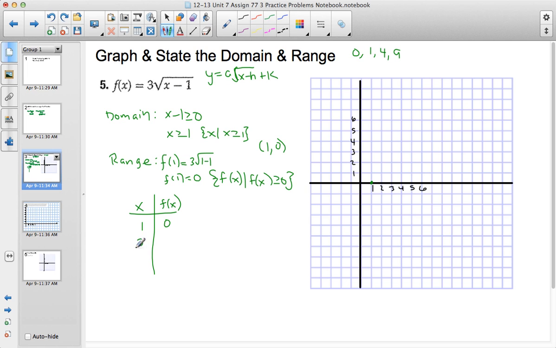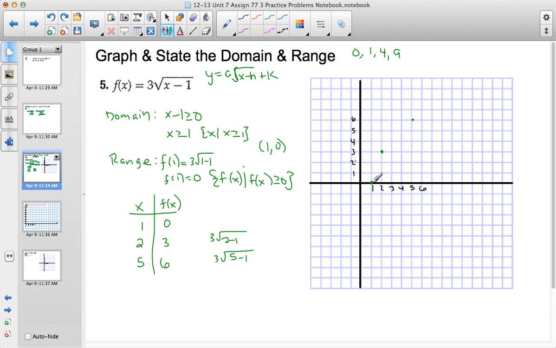So if I put in 2 for my x, that would give me 3 times the square root of 2 minus 1. Well, 2 minus 1 is 1, a perfect square. Its square root is 1. And then f of x is 3. The next one I would want it to be equal to is 4. So if I put in 5 for x, that would give me 3 times the square root of 5 minus 1. This is 4. The square root of that is 2, so 3 times 2 is 6. So now I have a few points to graph. So I've got my first one, my starting point. Now I'm going to go to (2, 3), and then (5, 6).